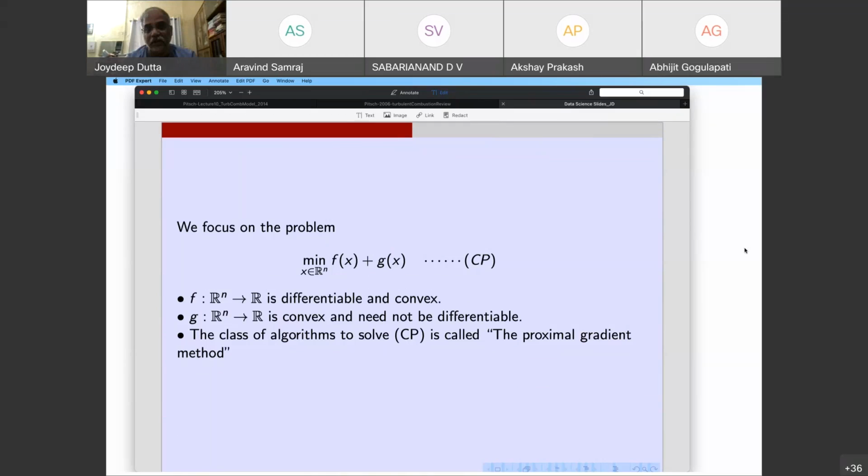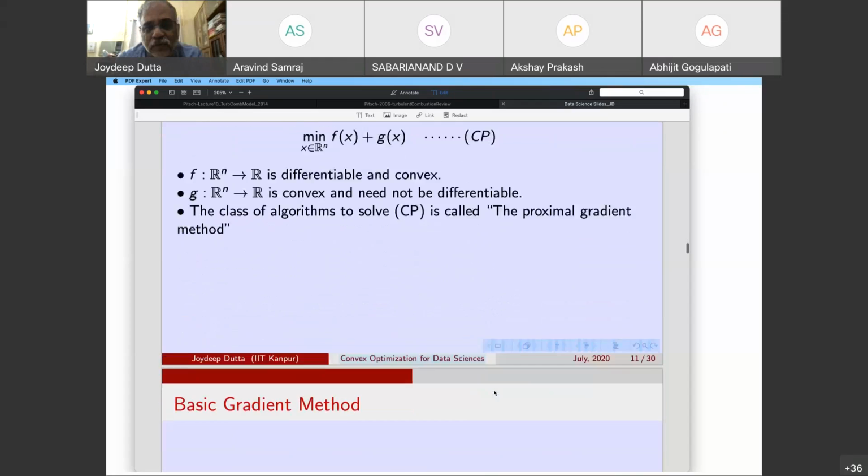The class of methods by which they are solved is called the proximal gradient method. It looks almost like the projection method, but it is much easier, because for projection you need the structure of C to be simple. Here there is no C business, it's just Rn. So in the next slide I will explain what this is. Let's go to the next slide.